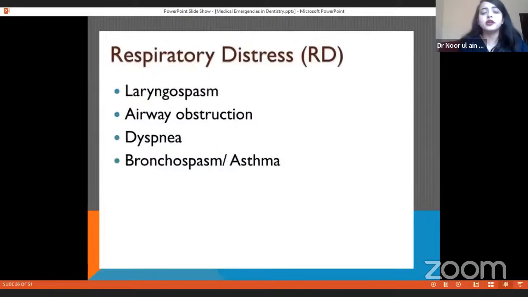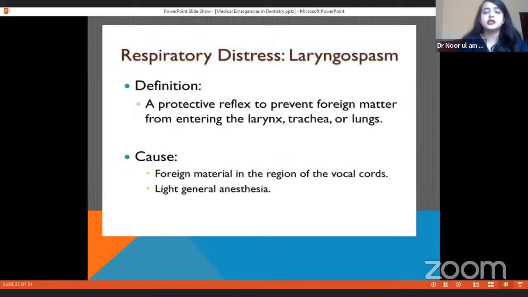So what is respiratory distress? That is laryngospasm, airway obstruction, dyspnea, and bronchospasm, asthma. The definition is a protective reflex to prevent foreign matter from entering the larynx, trachea, or lungs. In the larynx, it is a protective reflex which does not let foreign particles enter your larynx, trachea, or lungs. The causes can be foreign material in the region of the vocal cords.